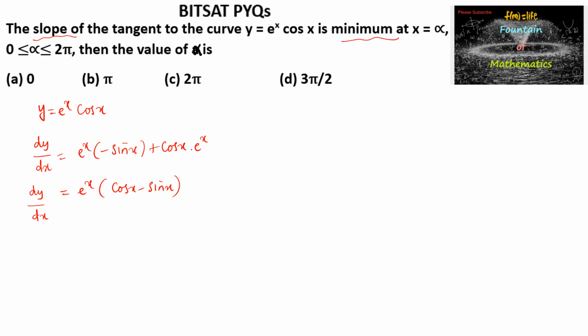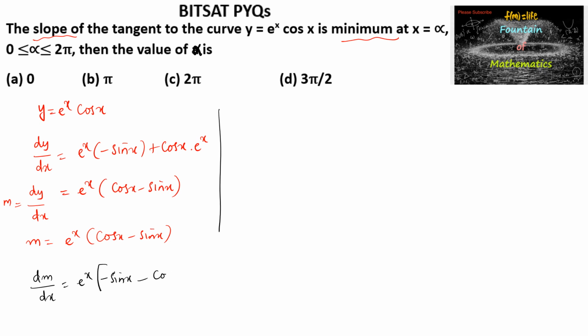So let us consider the slope function as m. So let m is equal to e power x into cos x minus sin x, and we need to verify this function to be minimum, which means we need to differentiate this. So dm by dx is equal to e power x into (cos x differentiation) minus sin x minus cos x, and again plus cos x minus sin x into e power x. So you can take e power x common, so minus 2 sin x minus cos x plus cos x gets cancelled, so 0.